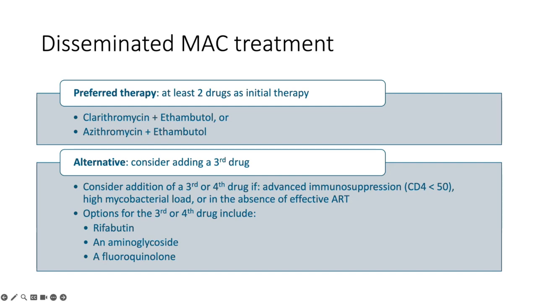And then you can consider adding a 3rd drug in certain situations, which, I mean, most people you're treating for disseminated MAC are going to have a CD4 less than 50. So generally we aim for 3 drug regimens when we can, and often with the one added, it's susceptible. But the preferred therapy is at least a 2 drug regimen.